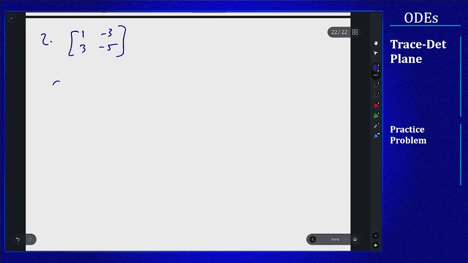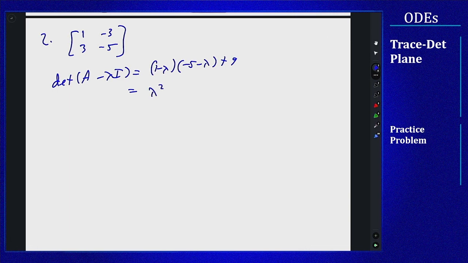And so in this case, the determinant of A minus lambda I is going to be (1 minus lambda)(negative 5 minus lambda) plus 9. Lambda squared plus 5 minus 1 is plus 4 lambda, minus 5 plus 9 is plus 4, which is (lambda plus 2) squared. Hence our improper nodal sink, as expected, because we have a repeated eigenvalue at minus 2.